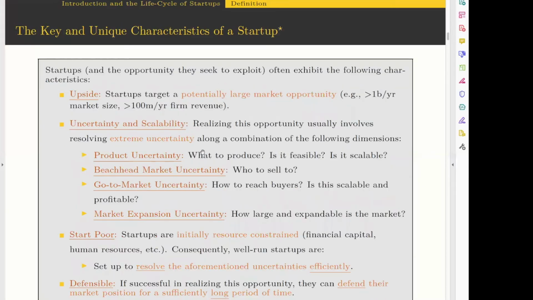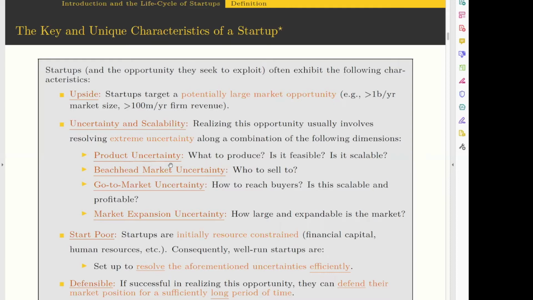I summarize these definitions here, right? So it's about ambition and upside. We've got uncertainty and we need scalability to be able to achieve our large ambitions. In terms of uncertainty, we've got different types of uncertainty. What to produce, right? It might be we know we can produce it, but we don't know what the features should be. But it could also be we don't know if it's even possible to build this, right? So there are both those types of uncertainty inside of product uncertainty.